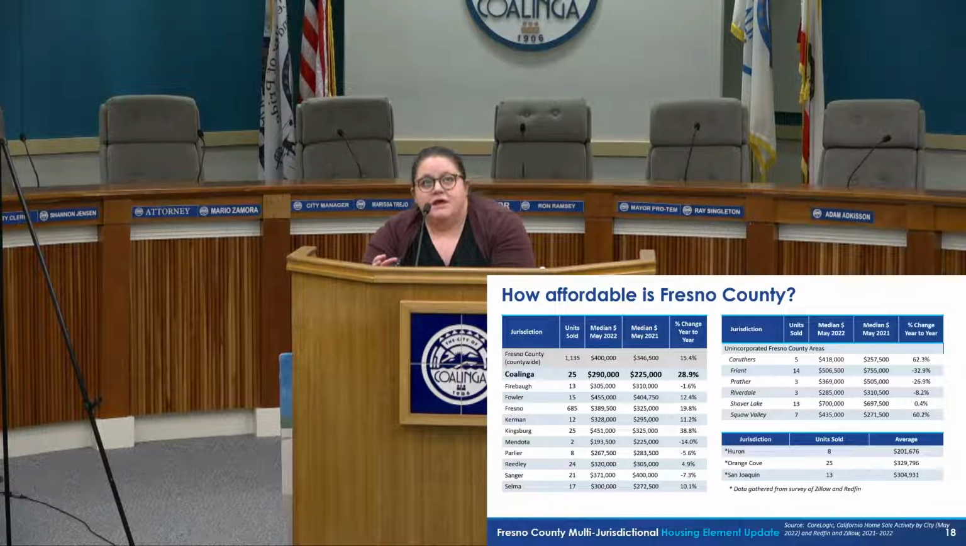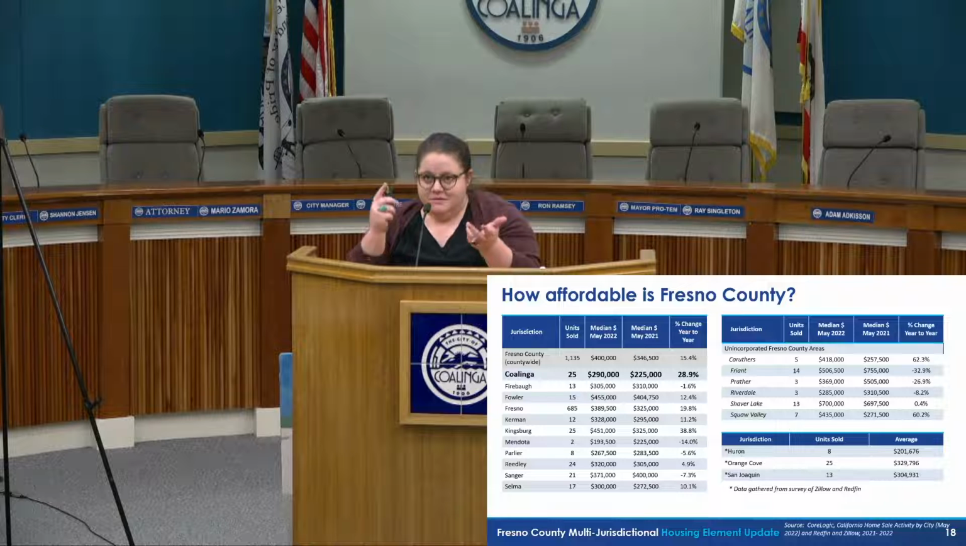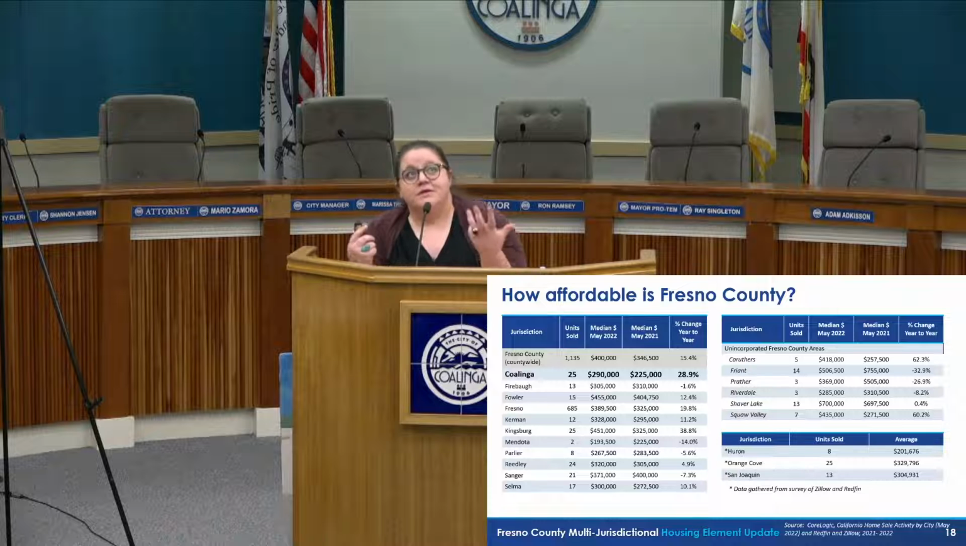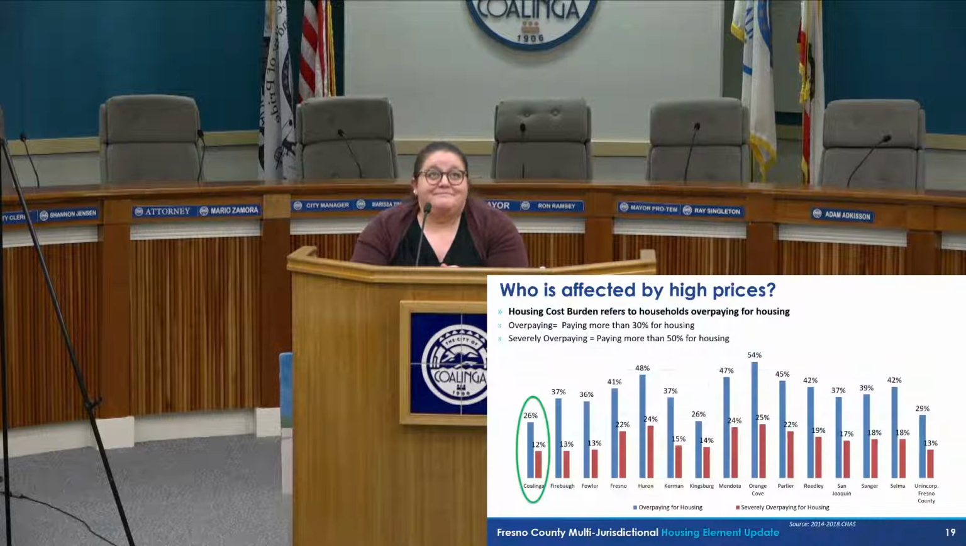So just putting that in a frame of reference, if someone's making $62,000 per year, affording a $300,000 home, the money may not be working out. So this is why we're talking about things like affordability with this housing element, because there's a lot of prices going up and not a lot of incomes doing the same.